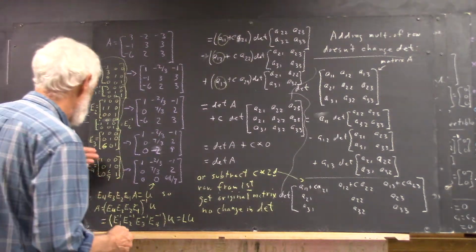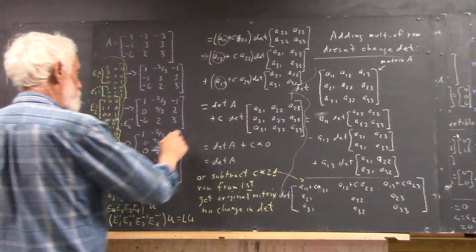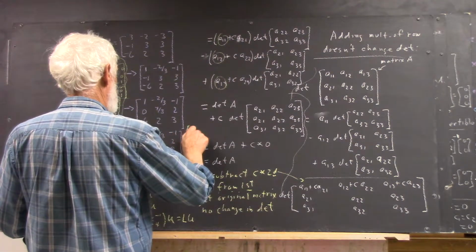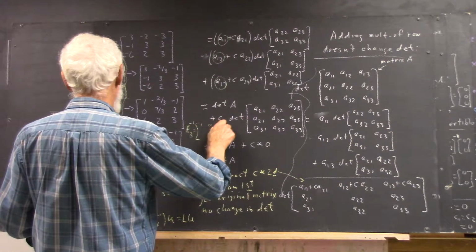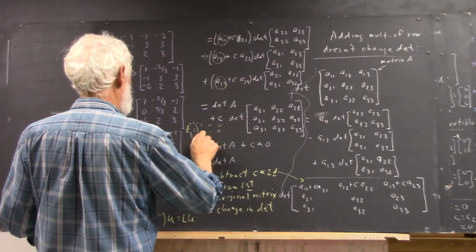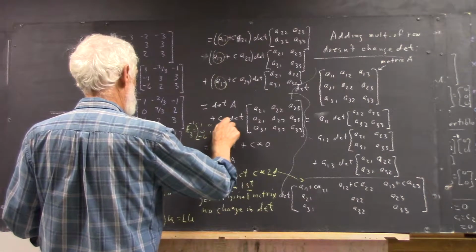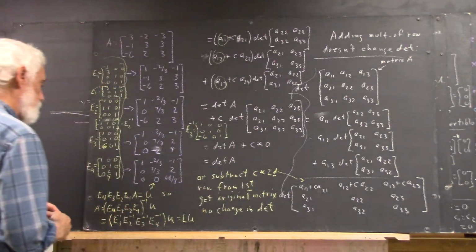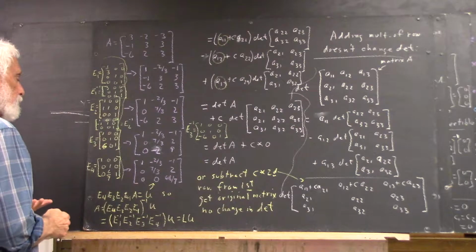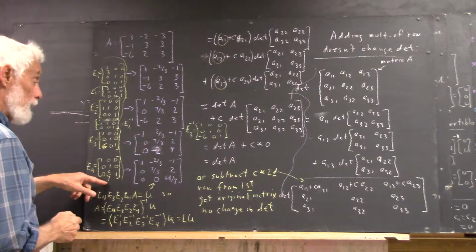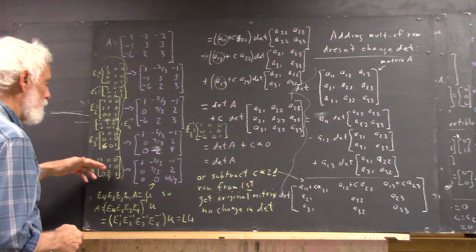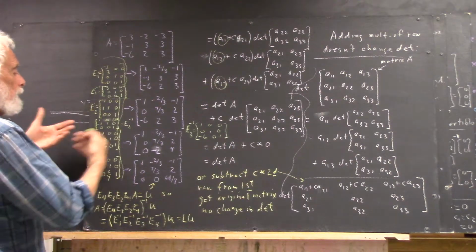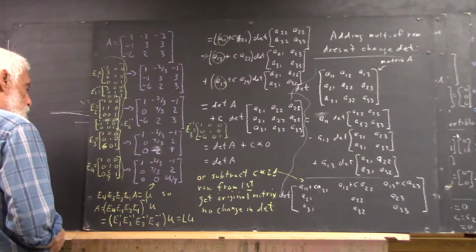Now, I don't have room to write it in here. I can't squeeze it in, so I have to write it over here. E3 inverse is then 1, 0, 0, 0, 1, 0, negative 6, 0, 1. Okay. And E4 inverse, we just subtract 6/7 of the second row from the third to get back to where we were.